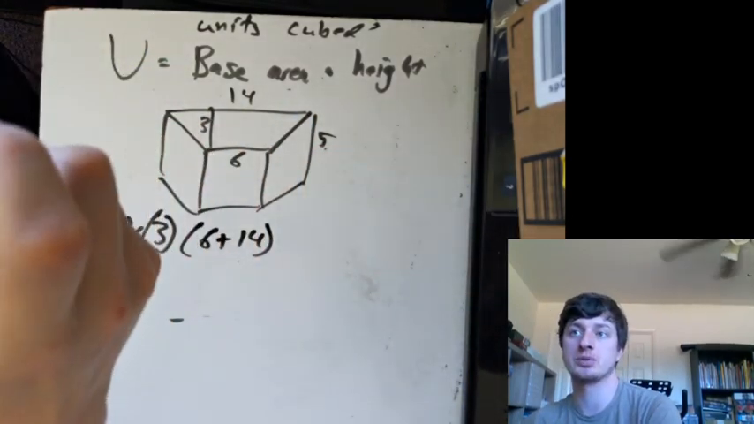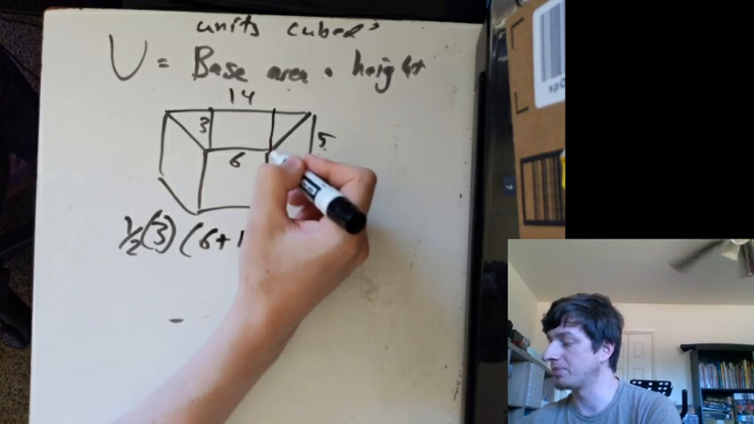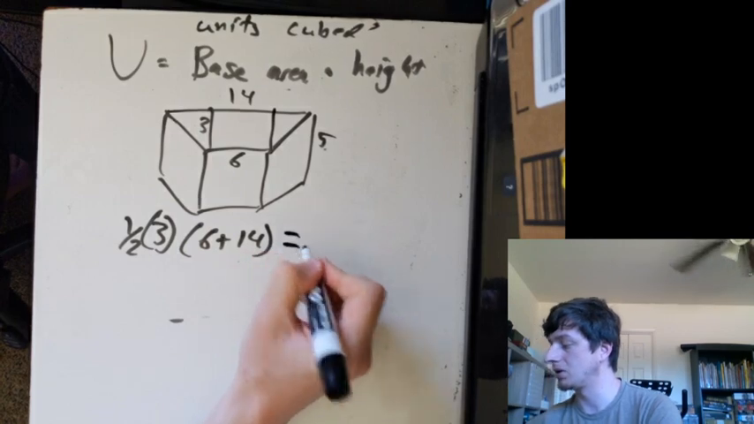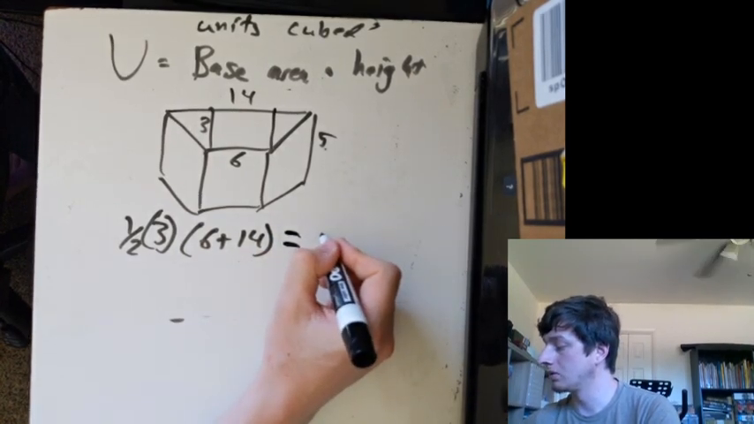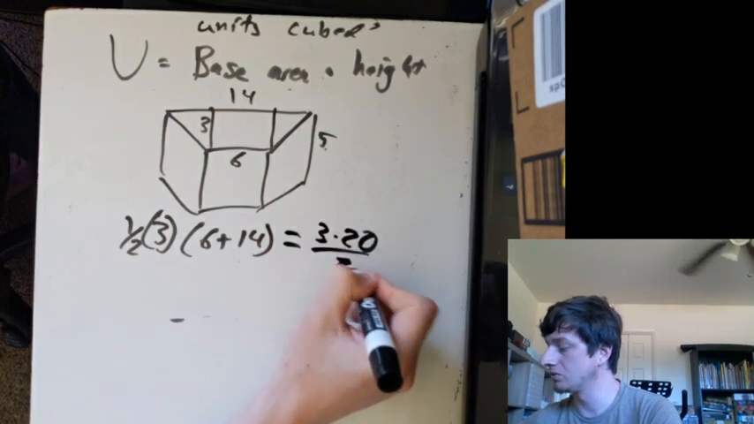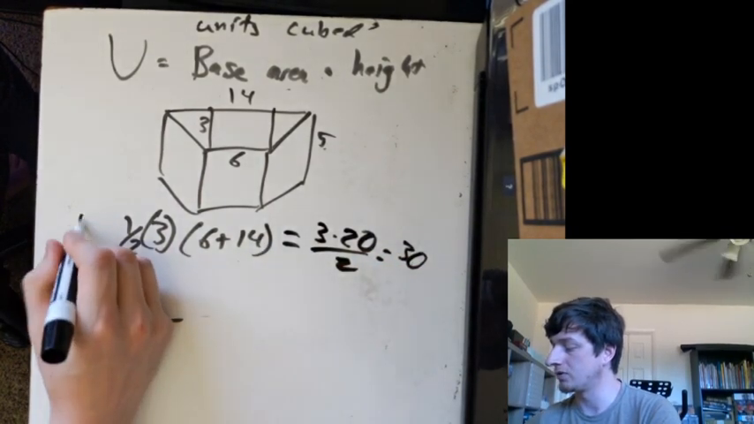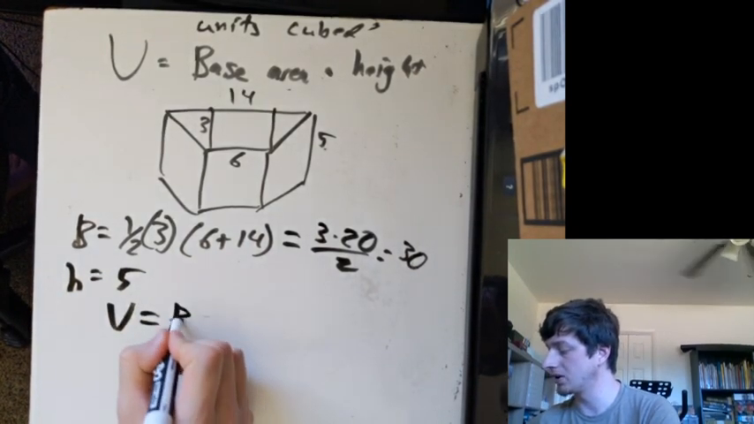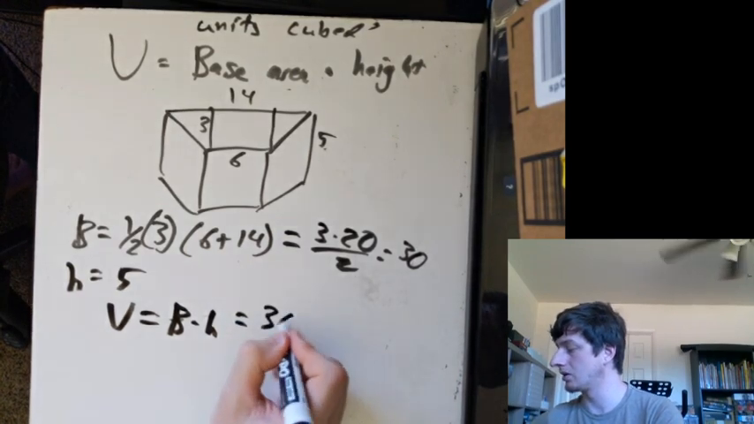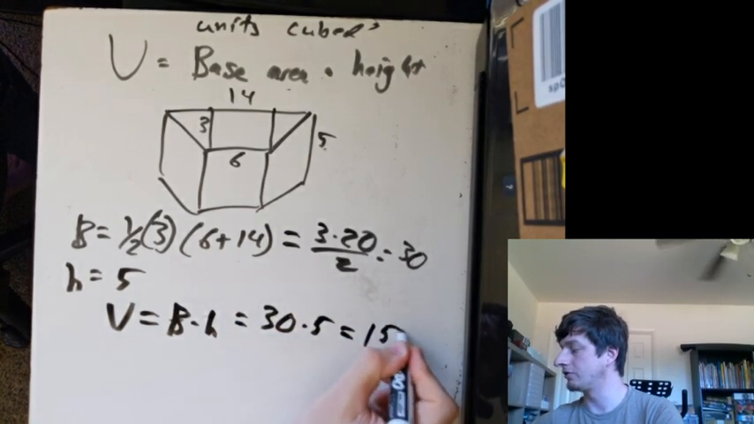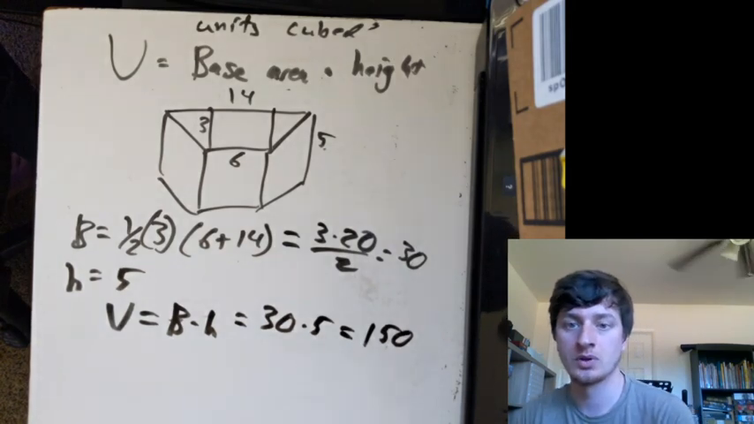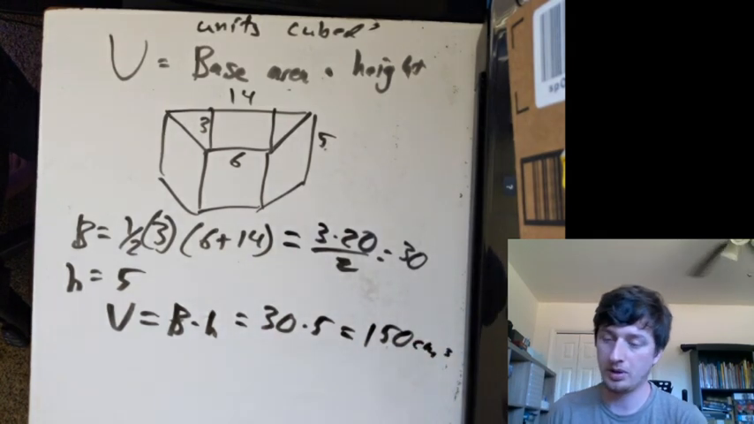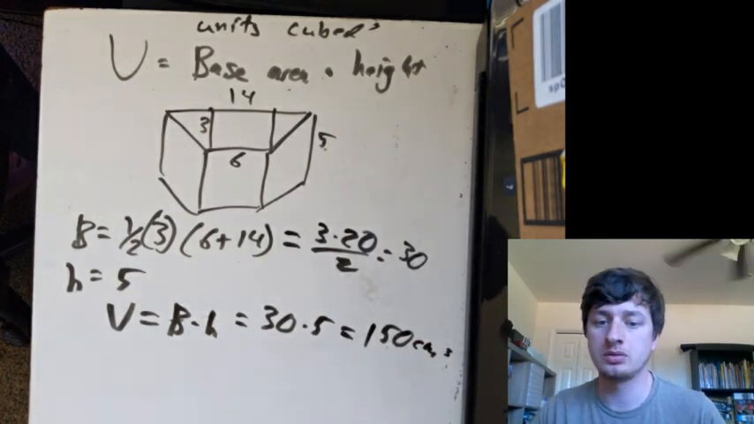If you remember back a couple chapters, we took these corners, we lopped it off, and rotated it and made a rectangle. That's what we're doing. Okay, so this is going to be 3 times 20 divided by 2, which is just 30. That's the base. The height is 5, and then so our volume equals base times height, 30 times 5, 150 centimeters cubed again.